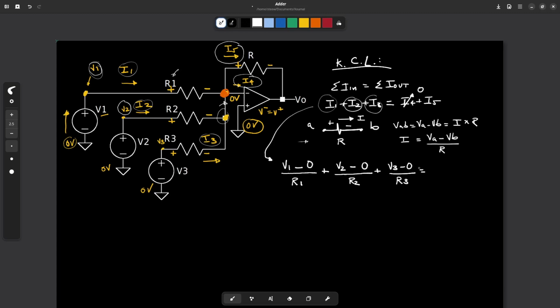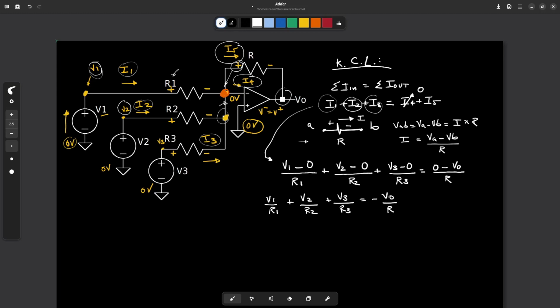And this equals I5, which is the voltage at this node, which is 0, okay, minus the voltage at this node, which we call V0, divided by R. So we have V1 divided by R1 plus V2 divided by R2 plus V3 divided by R3 equals minus V0 divided by R.